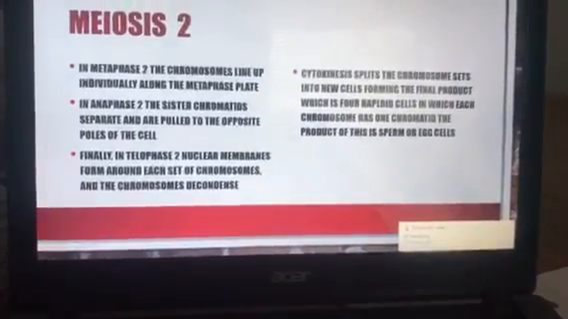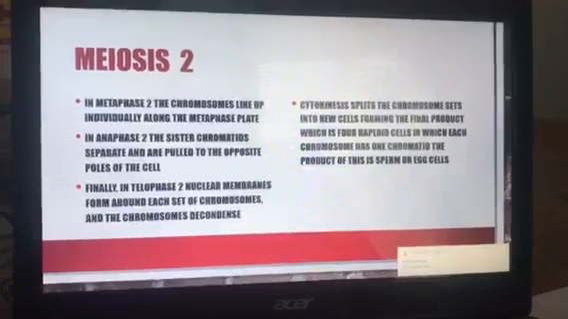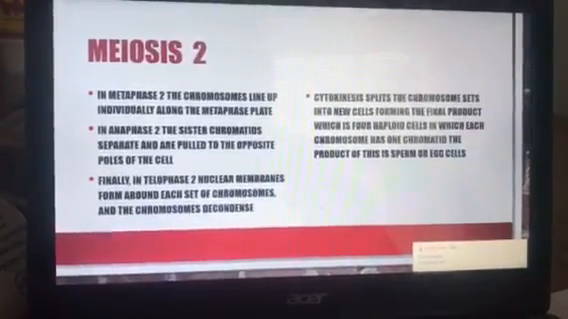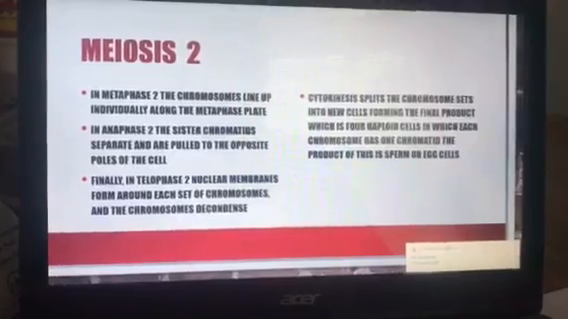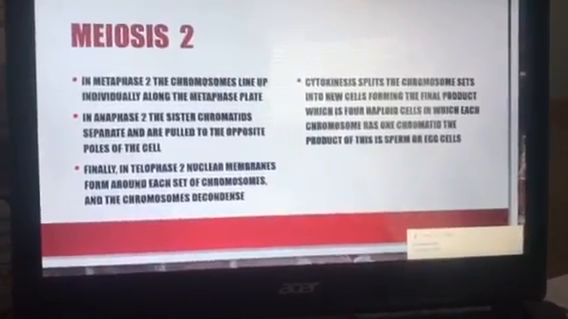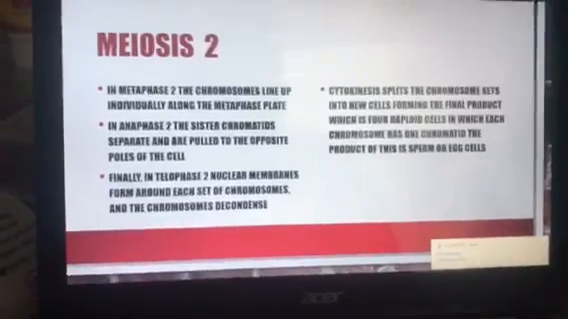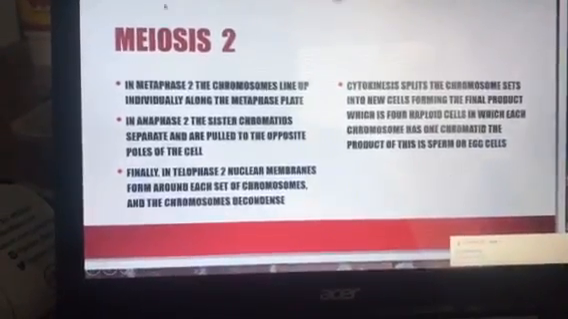Cytokinesis splits the chromosome sets into new cells, forming the final product, which is 4 haploid cells, in which each chromosome has 1 chromatid. The production of this is the sperm and egg cells. And these are the phases of meiosis.